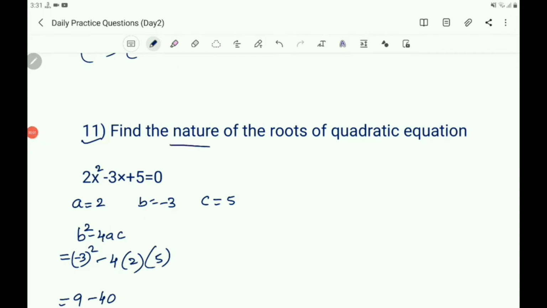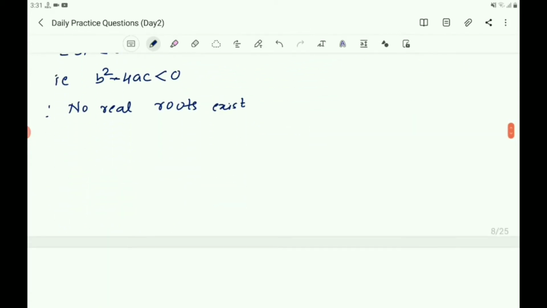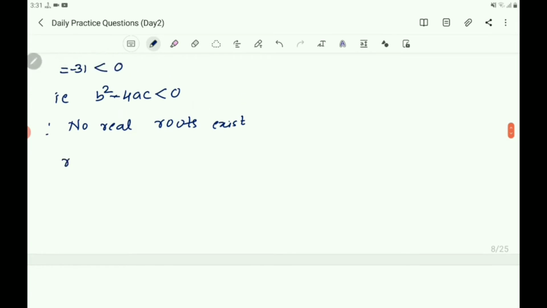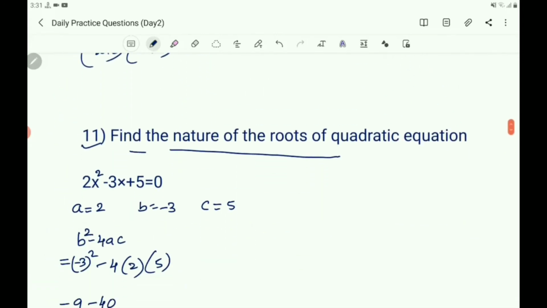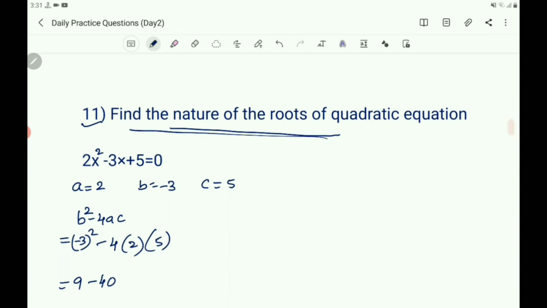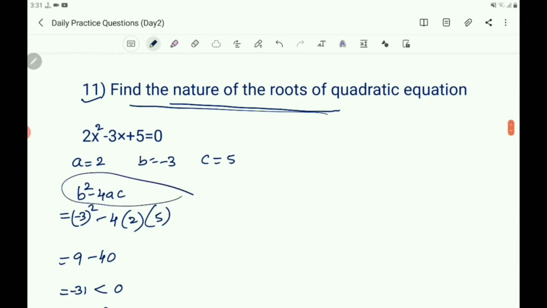Here you write the nature of the roots of the quadratic equation 2x square minus 3x plus 5 equals 0: the roots are not real, or also you can write no real roots exist. That is the solution for this one. That is, to find the nature of the roots of a quadratic equation, we have to find the value of b square minus 4ac.